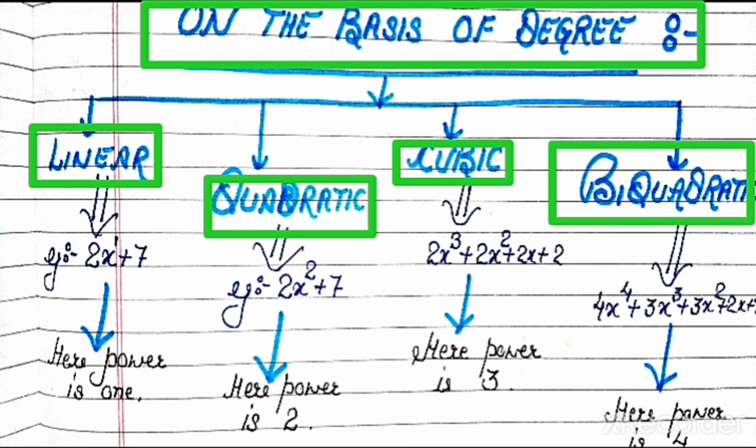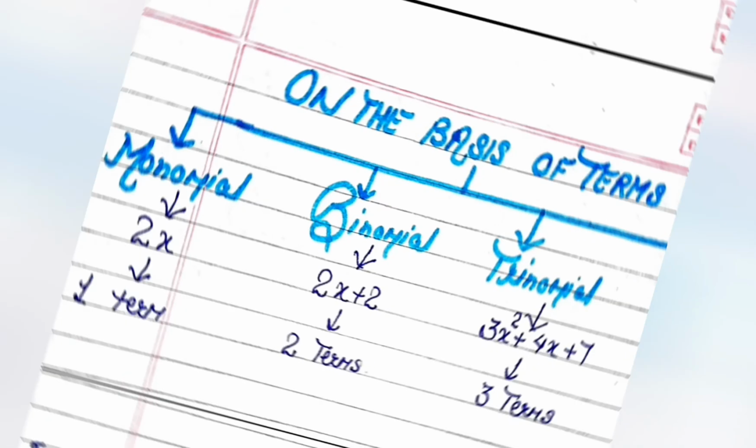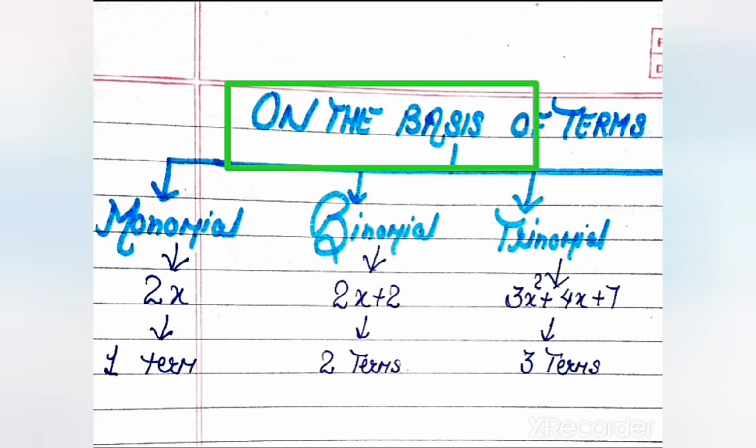First is the linear polynomial. How can we identify it? In the linear polynomial, the degree, or you can say the power of the variable, is 1. In the quadratic, the maximum power is 2. In the cubic, the maximum power is 3. And in the biquadratic, the maximum power is 4.